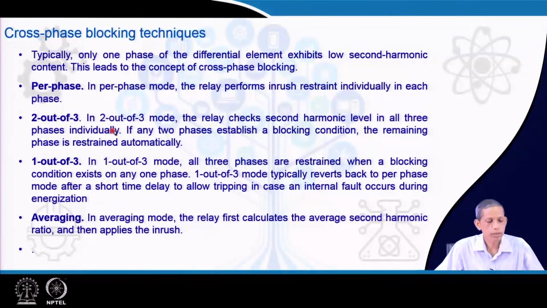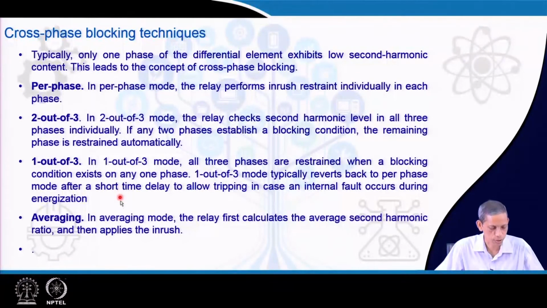In 2 out of 3 mode, the relay checks the second harmonic levels in all 3 phases, and if it finds that 2 out of the 3 phases have significant second harmonic, greater than the restraint setting like 15% or 20%, then the relay will block all 3 phases. In 1 out of 3 mode, if any of the 3 phases has a significant second harmonic component, the relay blocks the differential relay operation of all 3 phases.